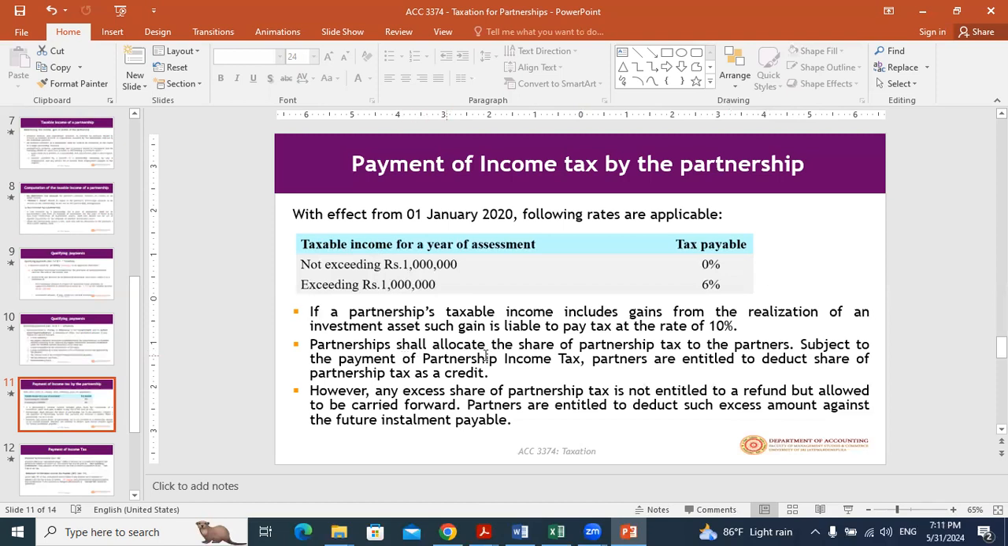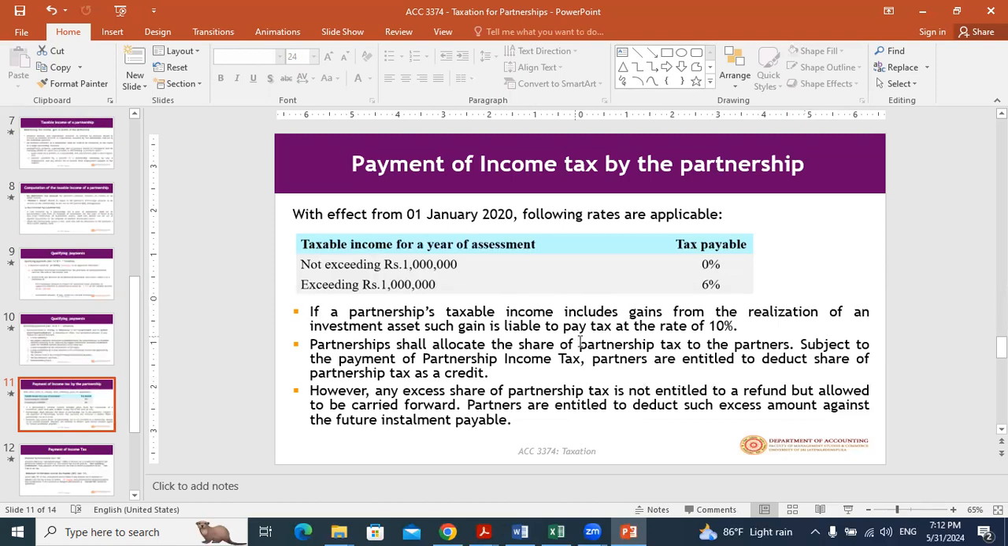The partnership shall allocate the share of partnership tax to the partners. Subject to the payment of partnership income tax, partners are entitled to deduct their share of partnership tax as a credit. If the computation exceeds 1 million, let's say 200,000, and for understanding purposes, let's say there are no other issues, one partner will get 100,000 as a tax credit. The other partner also gets 100,000 as a tax credit when they submit their individual income tax computation, or when they furnish the returns.